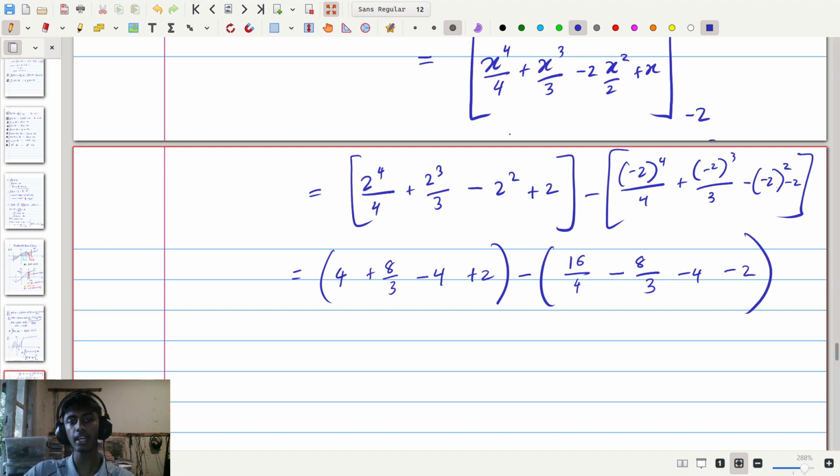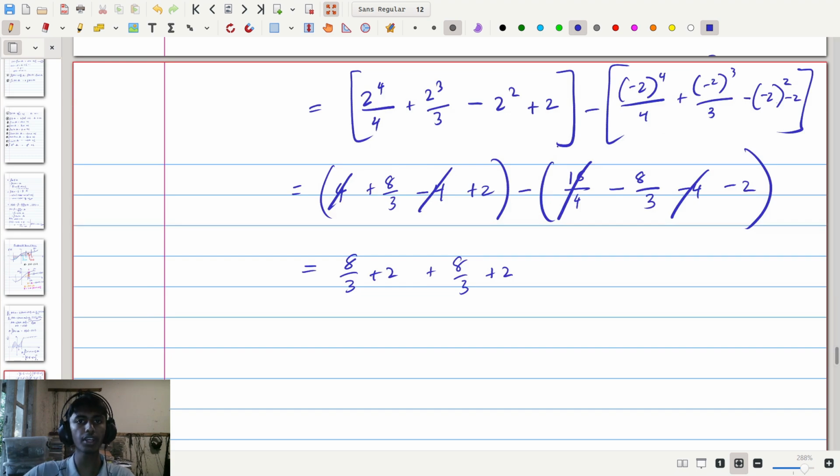Now then, seeing as what we have here is 16 divided by 4 and here we have a 4, we can cancel these two out inside of this bracket. Similarly, this 4 and minus 4 can cancel out inside of this bracket. So what we have here is 8 divided by 3 plus 2 minus negative 8 divided by 3 minus 2. You can see here we have 8 divided by 3 plus 2 minus negative 8 divided by 3 is plus 8 divided by 3 and minus negative 2 is plus 2. So then what we have here is 2 8 divided by 3s and 2 2s. So we can write this as 16 divided by 3 plus 2 2s, so plus 4.